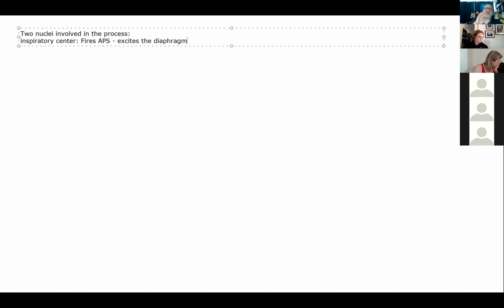True. Well, we'll get to that in a second. So you've got the right idea. It excites the diaphragm, and as a result of that, it contracts, and we breathe in. Right? We breathe in as a result of that. Absolutely. So you are correct. There is a second thing it does as well. It also inhibits the expiratory center.